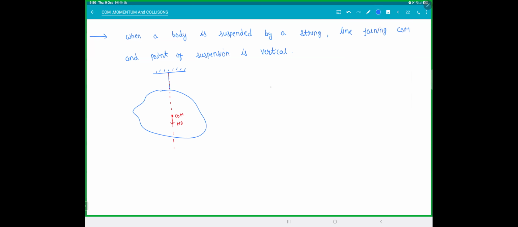Then if you take the same body and put it in another orientation, let's say this was line AB. I know it's not the same shape. Now when you suspend this, again the center must be somewhere on the green line, so it should be at the point of intersection. So this is how you can find the center of mass for irregular shapes.